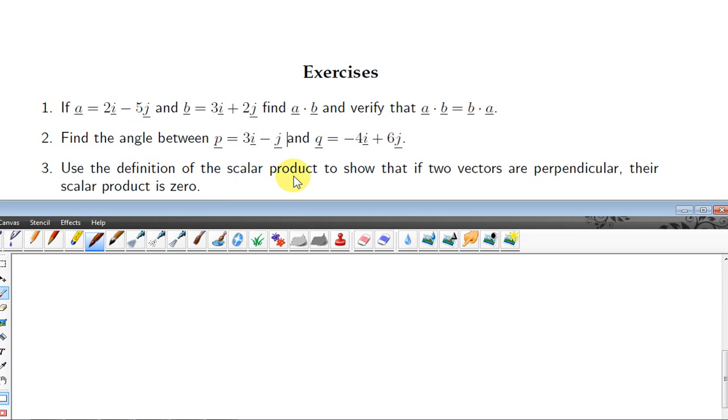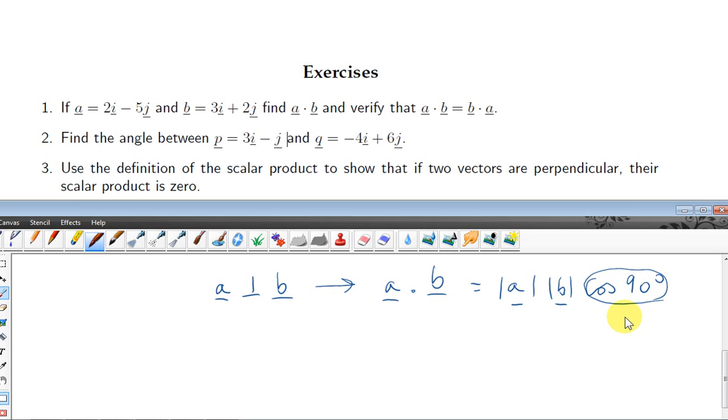Next, we want to use the definition of the scalar product to show that if two vectors are perpendicular, their scalar product is 0. Okay, so let's call the vectors a and b. Well, then a dot b is just the magnitude of a times the magnitude of b times the cos of the angle in between them. Well, if they're perpendicular, the angle between them is 90 degrees. Now, since the cos of 90 degrees is 0, all of this is going to be 0. So the dot product or scalar product is 0.